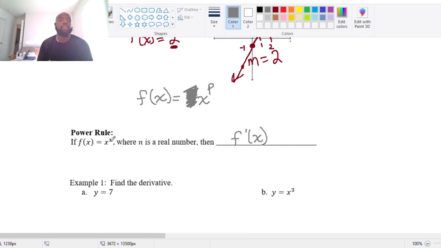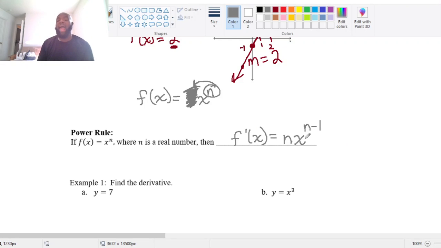So if I just look at this, in my formula here we have an n instead of a p, and my power rule says it's going to be n times x to the n minus 1 power. N times x to the n minus 1 power. So what we're doing here is we're basically bringing this original exponent out front and making it the coefficient, and we're reducing the exponent by 1. This is the power rule.